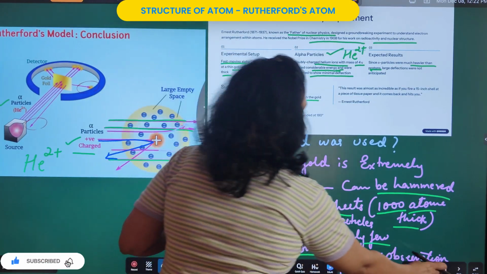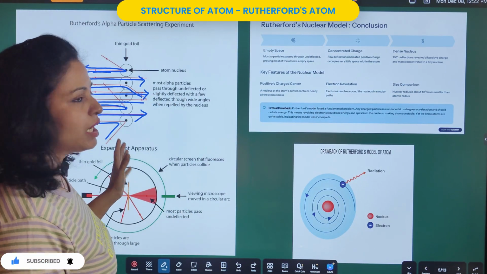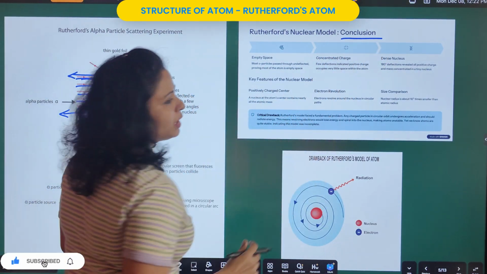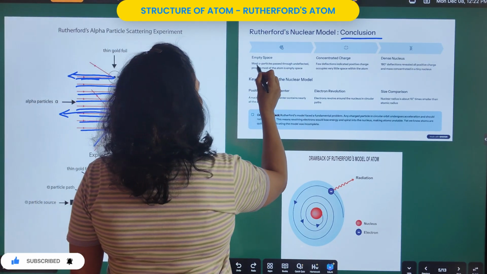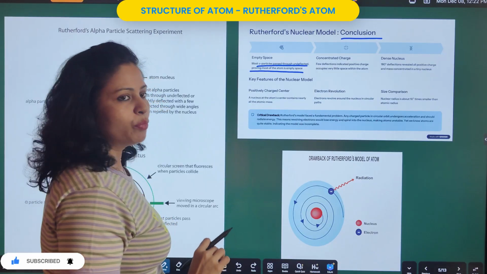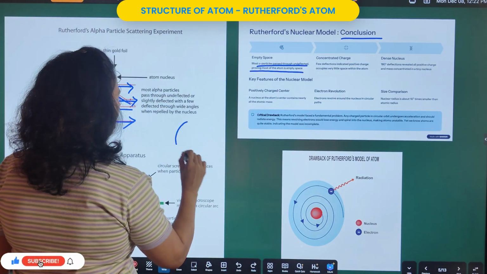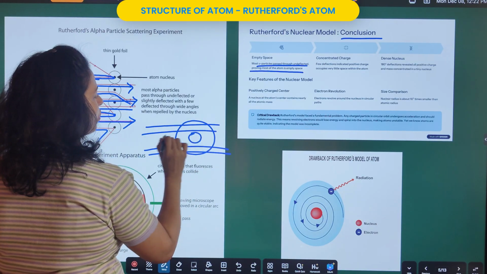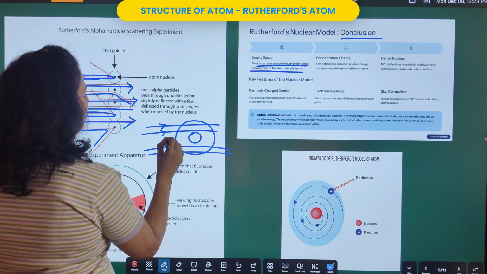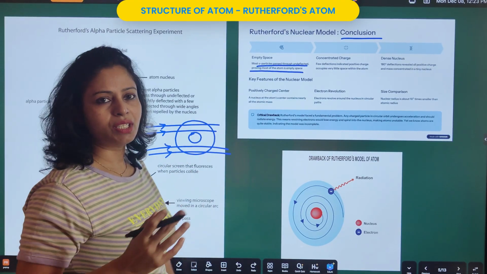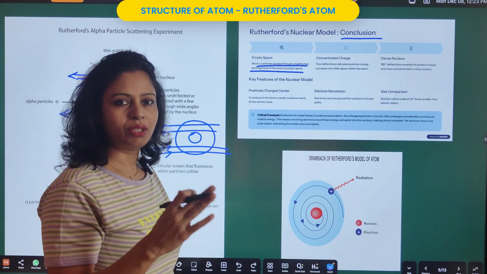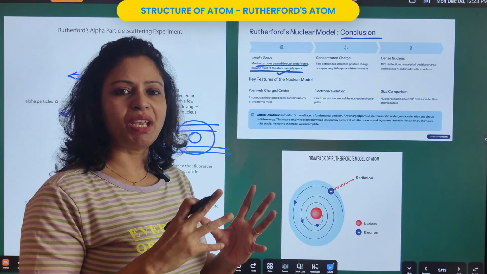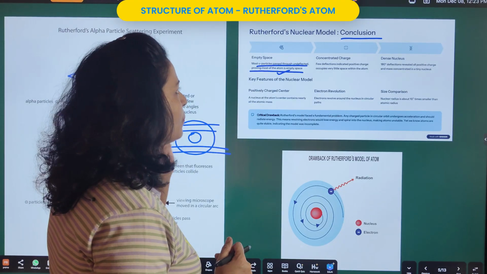Now what was the result? The conclusion he drew from this experiment is the conclusion part. The conclusion of his experiment was that most of the alpha particles passed through undeflected. If this is the central core of the gold atom, most of them are going straight. What it suggests is that if most of the alpha particles are passing straight without any obstruction, we can say that atoms are empty. Most of the atom space is empty space. That was one conclusion.